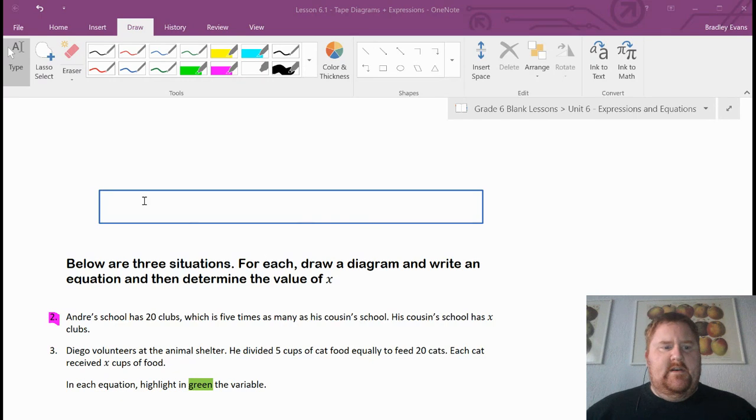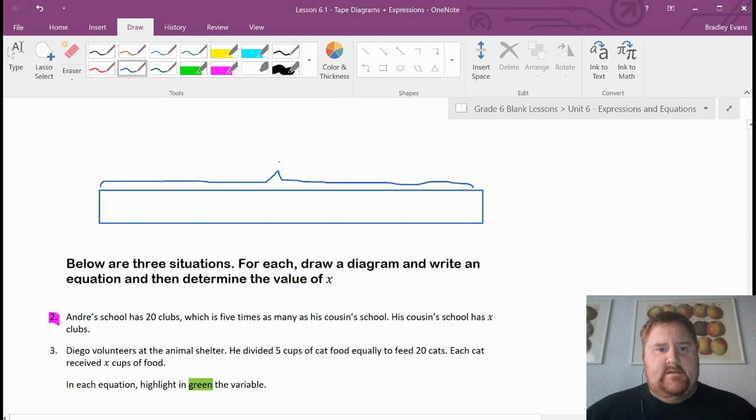All right, so let's take a look at number 2. Andre's school has 20 clubs, which is 5 times as many as his cousin's school. His cousin's school has X clubs. So let's start off with our tape diagram here, and let's see what information we have. Andre's school has 20 clubs, so that's going to be our total amount of clubs that Andre's school has. He's got 20, which is 5 times as many as his cousin's school.